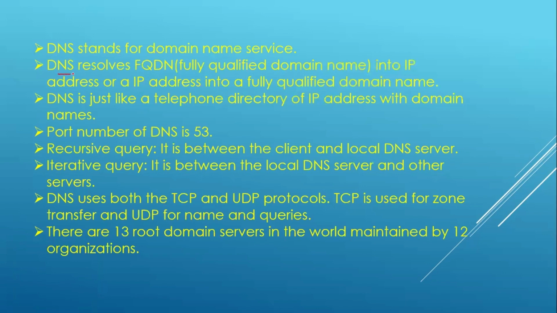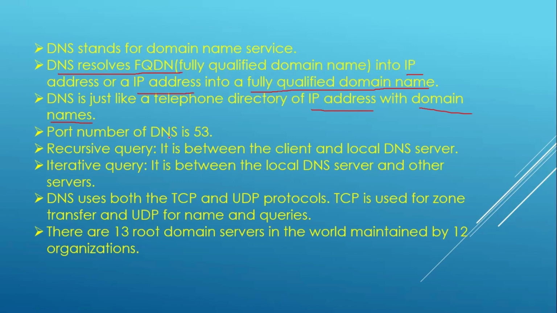So here DNS resolves such fully qualified domain names into an IP address, or it can convert the IP address into a fully qualified domain name. So it is just like a telephone directory of IP addresses. In the normal telephone directory, we can find the list of persons with corresponding phone numbers. Similarly, DNS has the directory, that is, it has the IP address list corresponding to its domain names. So it just makes it easier for us to access the IP address for a particular domain name.